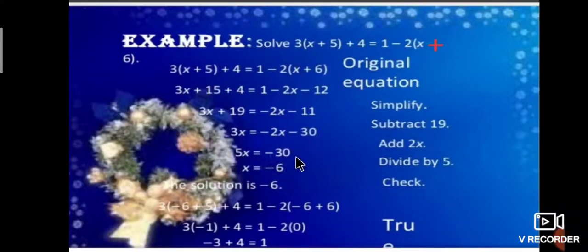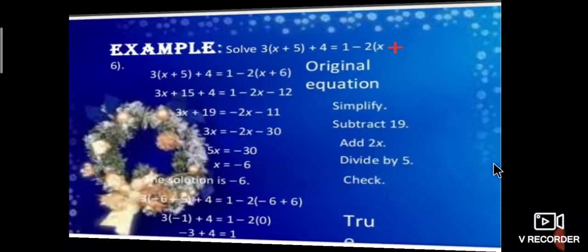5x is equal to minus 30. x is equal to minus 30 divided by 5. Therefore, x is equal to minus 6. Therefore, the solution of this equation is minus 6. It is true.